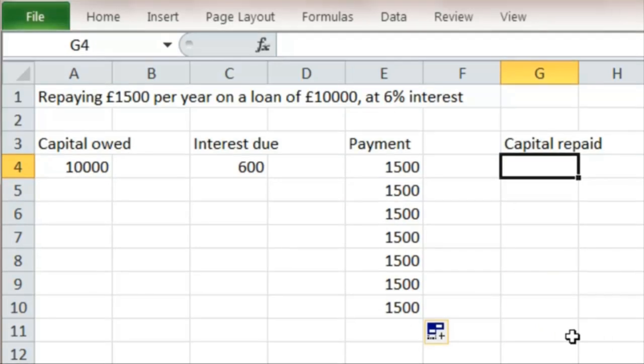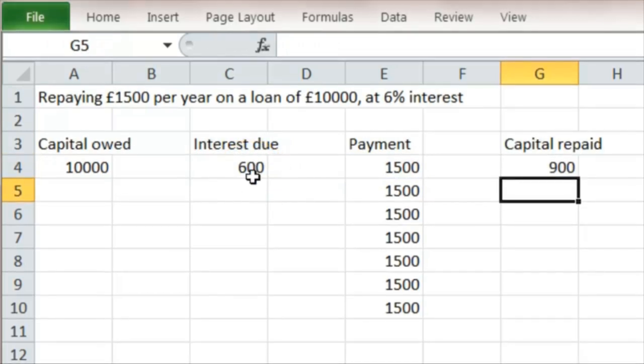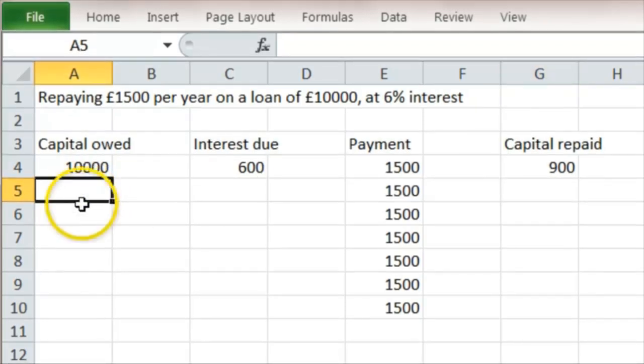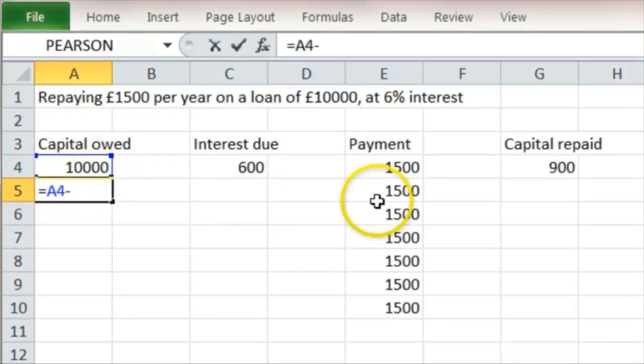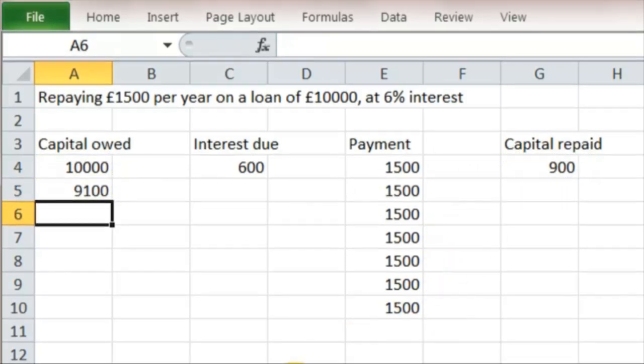But what's happened to that £1,500 we paid the bank that year? Well, they've taken 600 of it as the interest that we owed them. So only the rest, 1500 minus 600, has been used to pay off the capital. So we've only actually paid £900 back from our total loan. So at the beginning of the next year, how much do we still owe? Well, we owe what we previously did minus what we've paid back this year, the 900. So we're now down to 9,100.